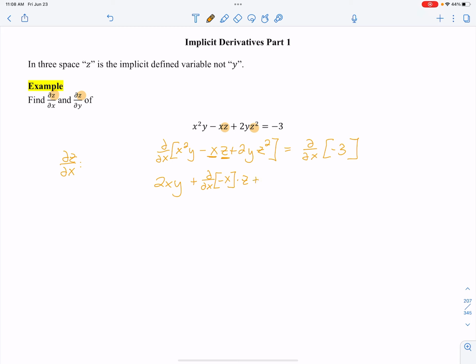And then since z is a function of x, I also have to take its derivative with respect to x. So that's where that part comes in. Let me scoot this over.